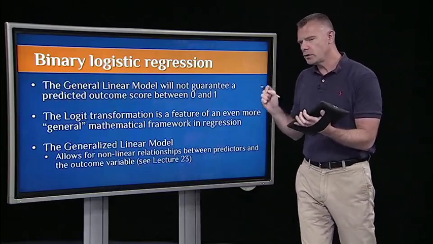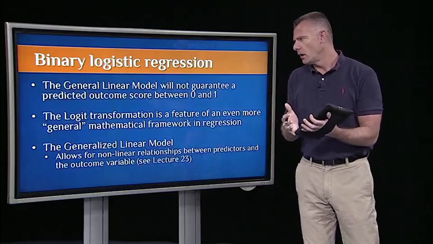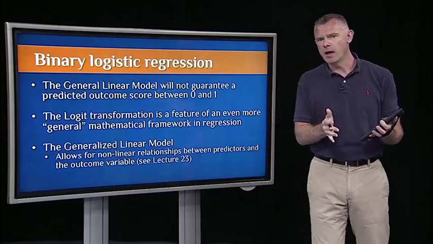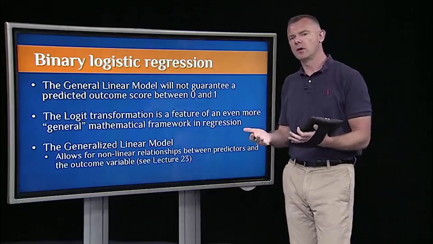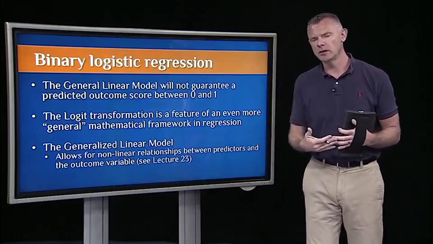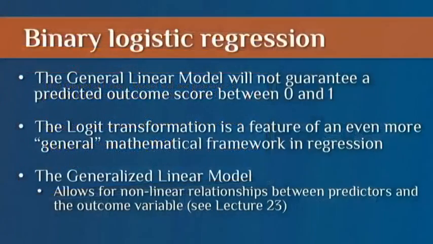So we're doing a multiple regression here, but the general linear model, remember that mathematical framework we talked about in the context of multiple regression, is not going to work here because, remember, it assumes a linear relationship between x and y and assumes a normal distribution in the outcome variable. Well, we don't have that. We have a binary outcome variable that can only take on 0 or 1.